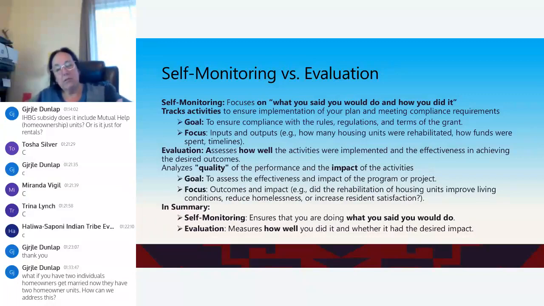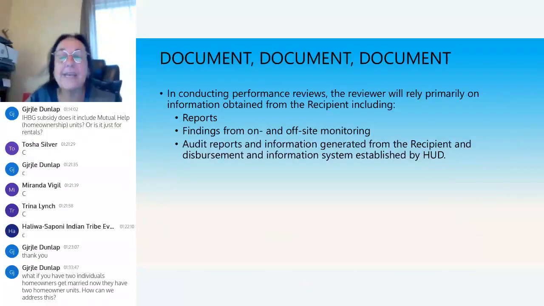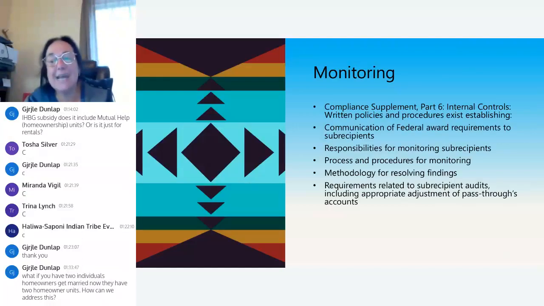In summary, your self-monitoring ensures that you're doing what you said you were going to do. An evaluation measures how well you did it and whether it had that desired impact. So you need to document everything you do. In conducting performance reviews, your reviewer will rely primarily on information obtained from you as a recipient, including reports, findings from on and off site monitorings, audit reports, information generated from you as the recipient, and disbursement and information systems established by HUD.